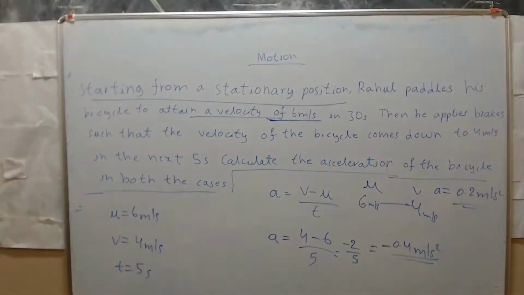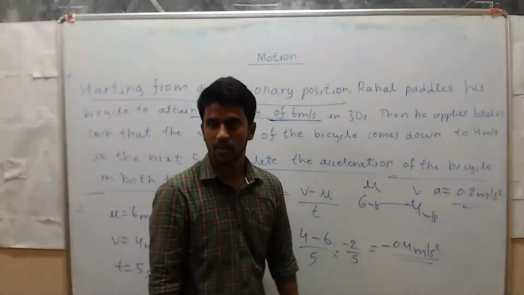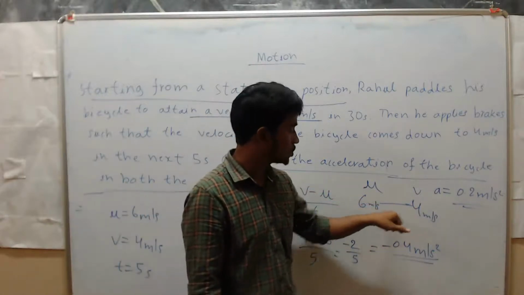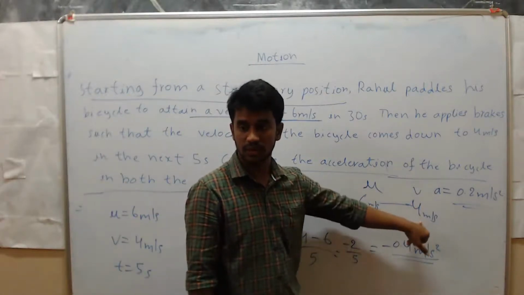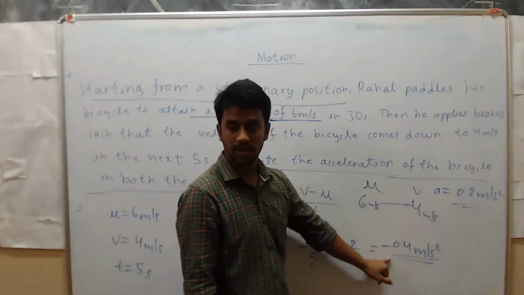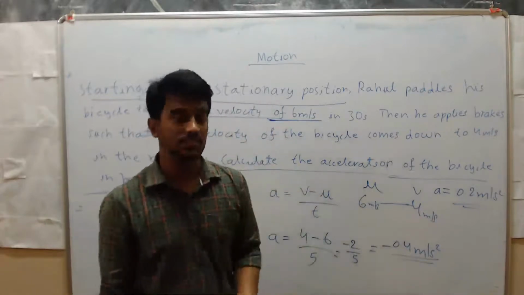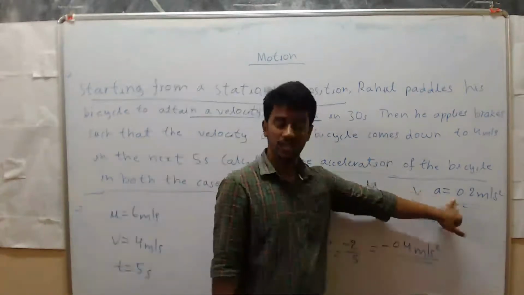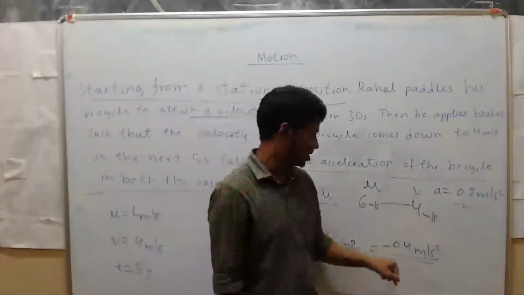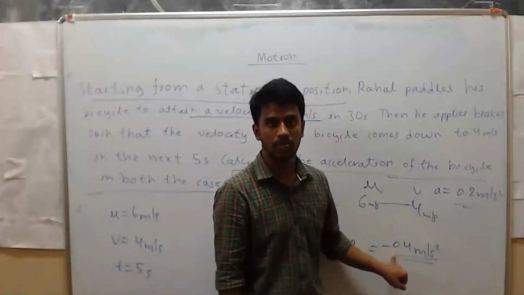Okay. See here, in the second case we got acceleration in negative. Why? Because here the velocity reduced from 6 to 4. Because 6 is greater than 4, right? Here velocity decreased, so that's why we got acceleration in negative. In the first case velocity has increased, so that's why we got acceleration in positive. In the second case velocity decreased. That's why we got acceleration in the second case in the negative.